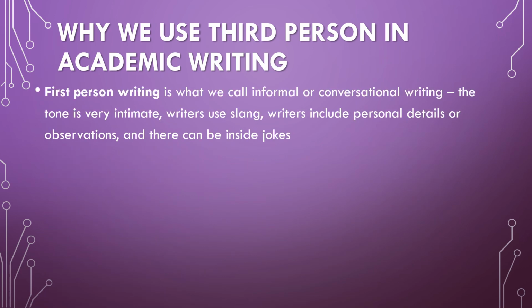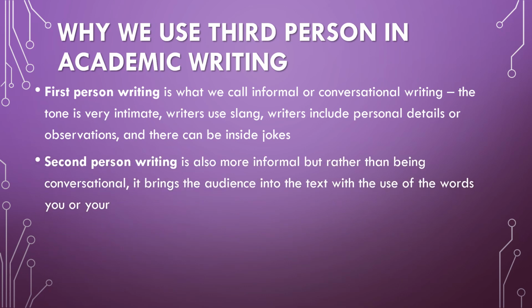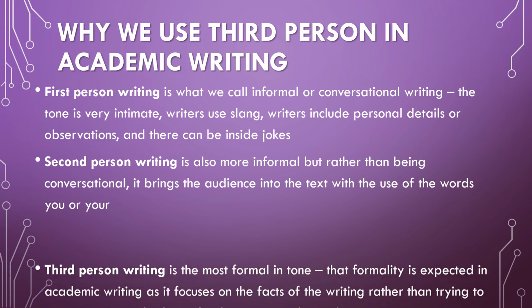First person writing is what we call informal or conversational writing. The tone is very intimate. Writers use slang. Writers include personal details or observations, and there can be inside jokes that maybe someone reading your paper wouldn't understand. Second person writing is also more informal, but rather than being conversational, it brings the audience into the text with the words you and your. So it becomes a conversation between you and the reader.